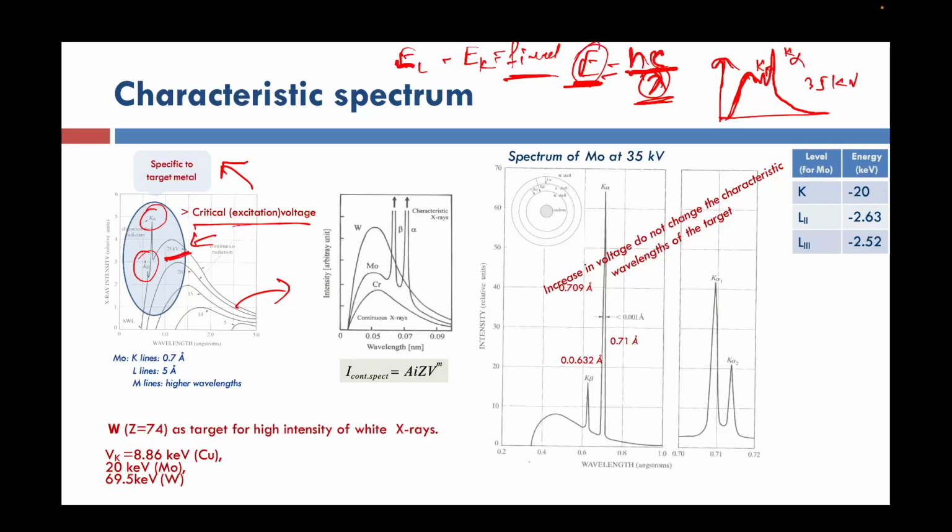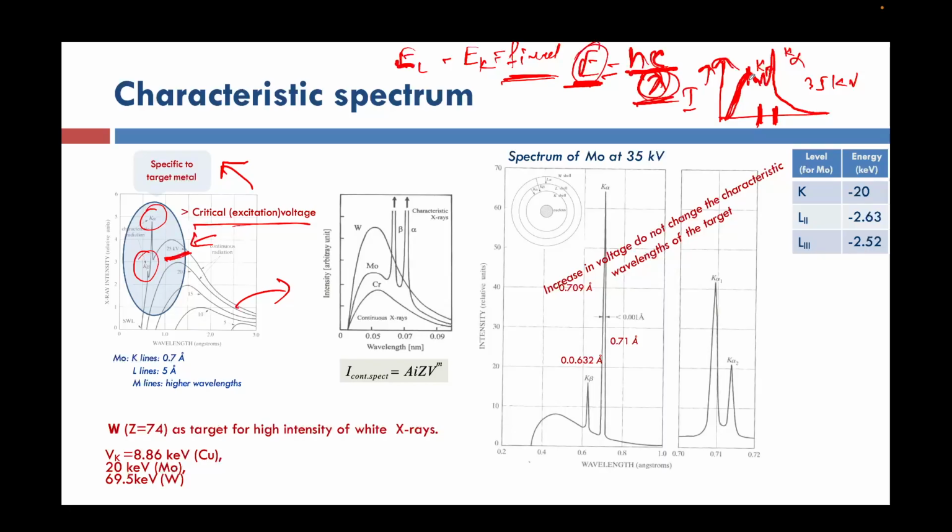But since the energy difference between the L shell and the K shell is always fixed, my lambda will not change. That means the wavelength corresponding to my K alpha and the wavelength corresponding to my K beta will not change. Their intensity might change. Intensity is nothing but photon count per second. They might go higher, but their wavelength will not change. However, the peak of the continuous spectrum might change.